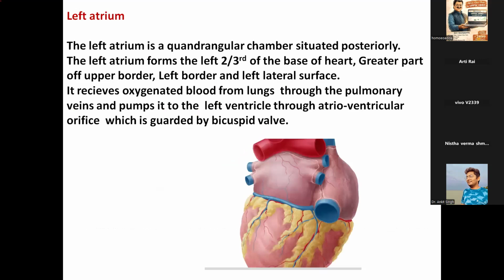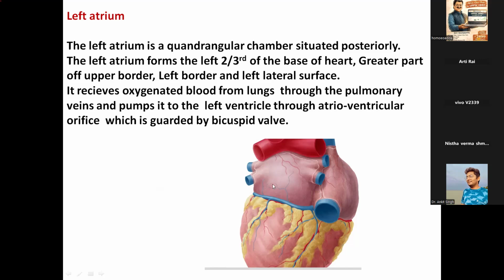Okay. Now coming to the left atrium, as you can see, the left atrium receives the oxygenated blood from the pulmonary vein. You can see the opening of the four pulmonary veins. So the left atrium is a quadrangular chamber situated on the posterior side. The left atrium forms the left two-third of the base of the heart. So you can see this is a base. Two-third is contributed by this left atrium. Greater part of the right upper border, left border, and left lateral surface. That is the contribution of the left atrium.